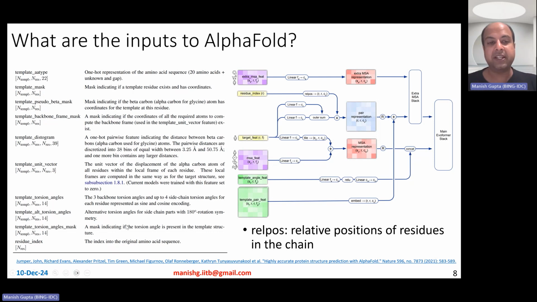Similarly, you have other features. Again, I'm not going to go into details about the other features, but there are many, many other features. Some of them are of the shape S cross R. So for every template sequence and every residue, there is a feature. Some of them are R cross R, which is basically for every pair of residues in these template sequences, you have a feature defined. Okay. So anyway, those features go as inputs to our Evoformer stack.